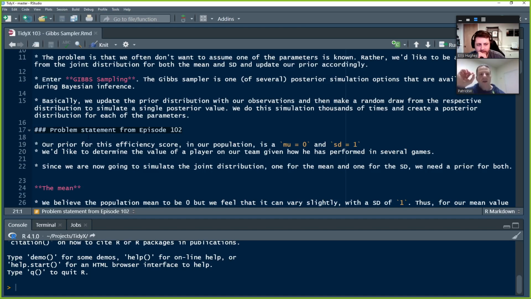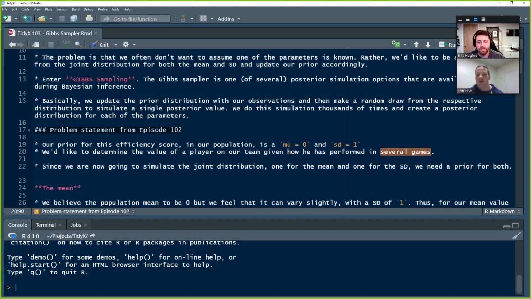And we'd like to determine the value of a player on our team. So we got a new player and he's performed over 5 or 6 games, and we want to see what we believe about this player's performance given the production that we've seen in those 5 or 6 games. And so we're now going to simulate both of our parameters in that joint distribution. We're going to simulate them together.